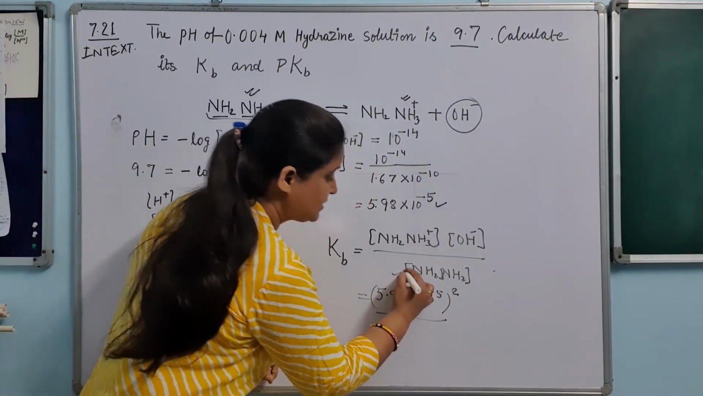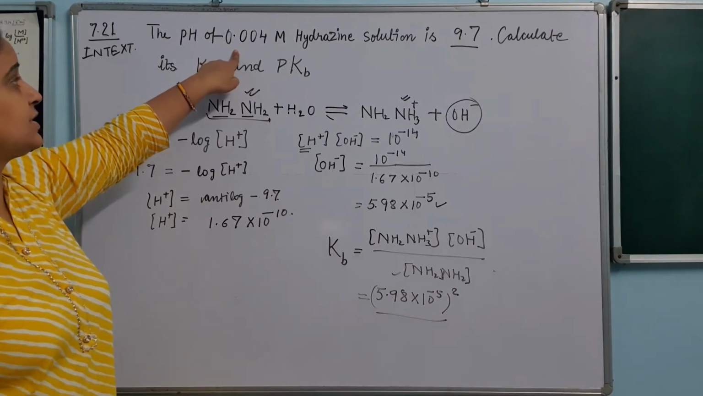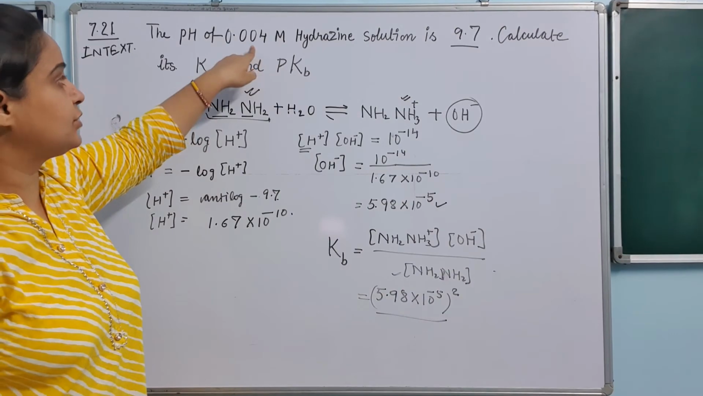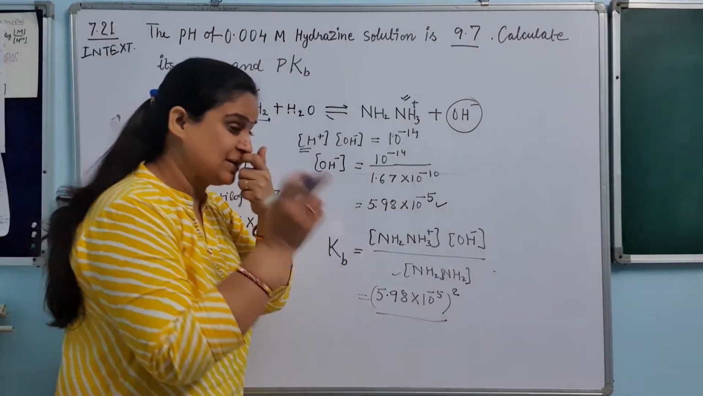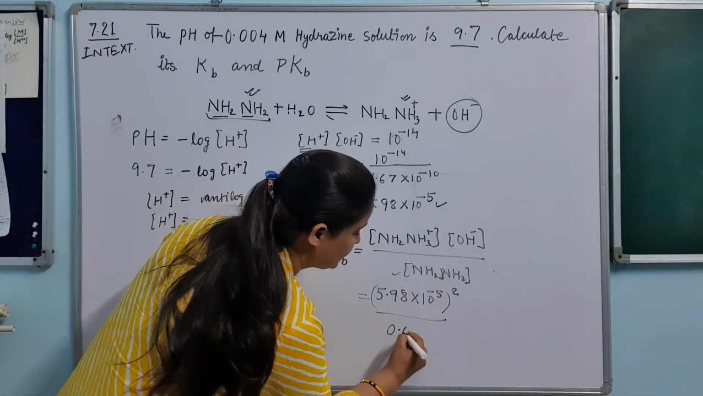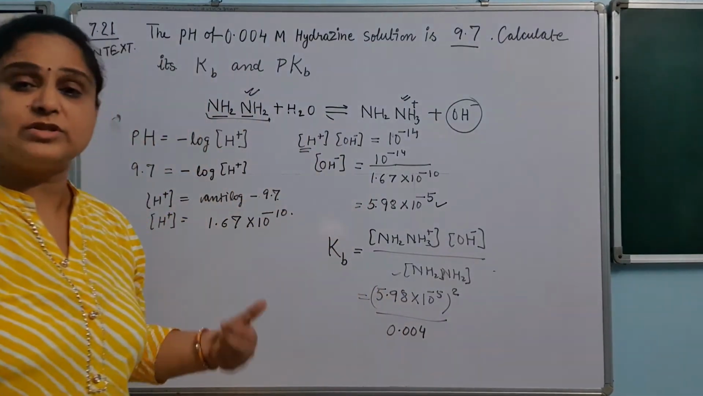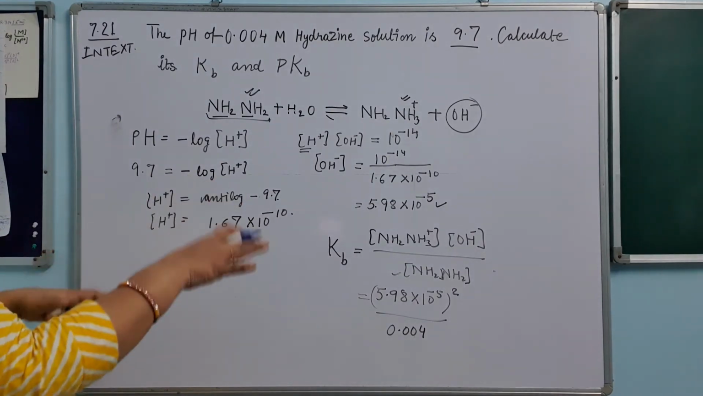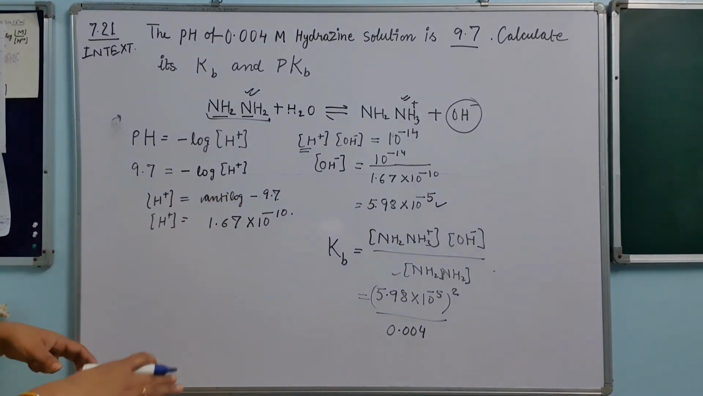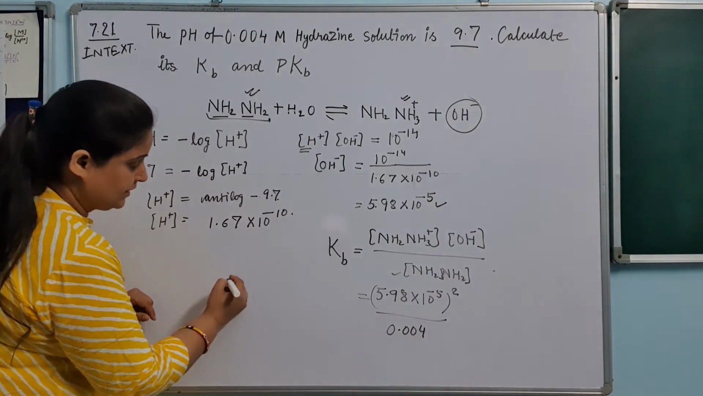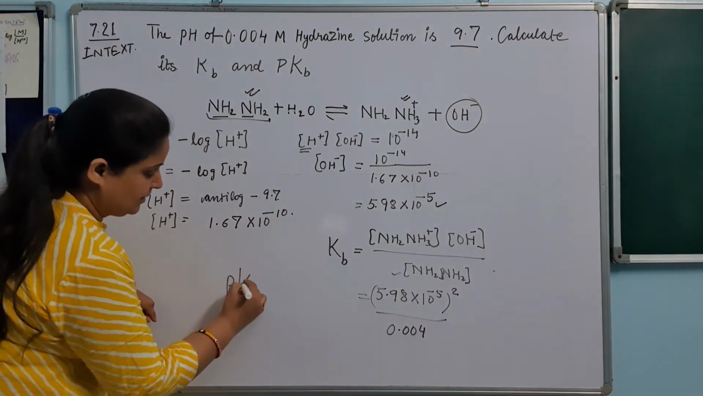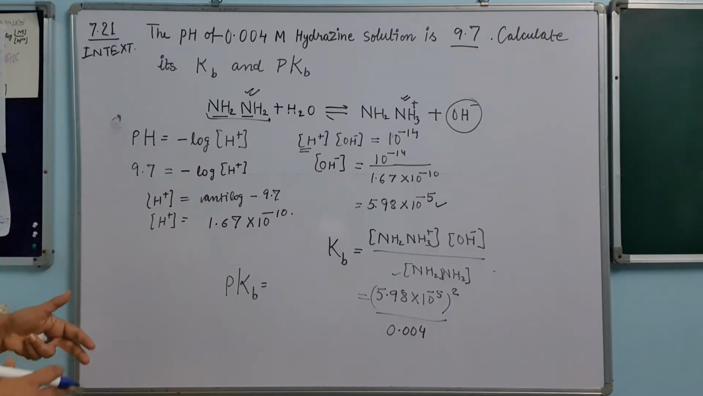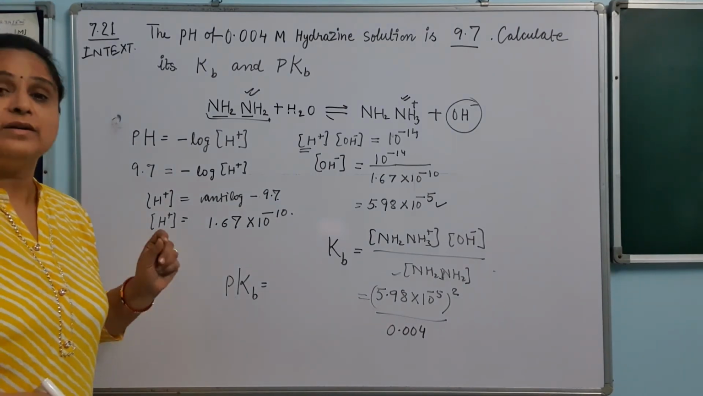This is hydrogen. What is the concentration of hydrogen? You know this. The solution molarity means the concentration in moles per liter is given to you. 0.004 M means 0.004 moles per liter. So can't we calculate the Kb for it? By using this formula we can calculate Kb, and then after getting the Kb, you can calculate pKb. Now what is pKb? pKb can be written as minus log Kb.